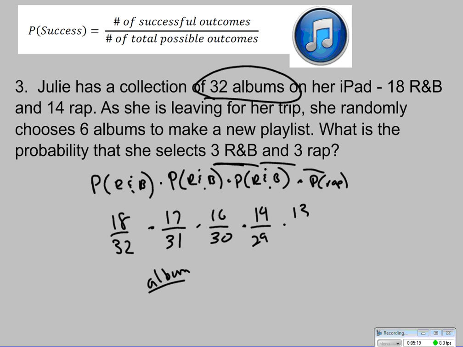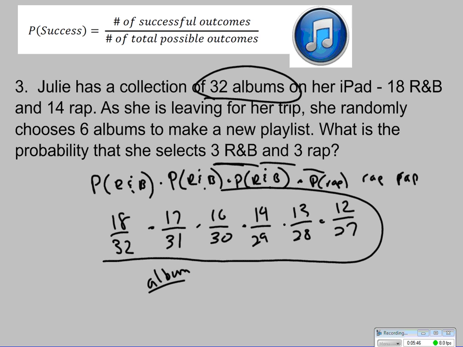So that's going to be times 13 over 28 times 12 over 27. So it's 3 R&B albums followed by 3 rap albums. Now another way to kind of think about this, and it kind of goes back to the previous section. This is a combination of combinations, and here's what I mean when I say that.